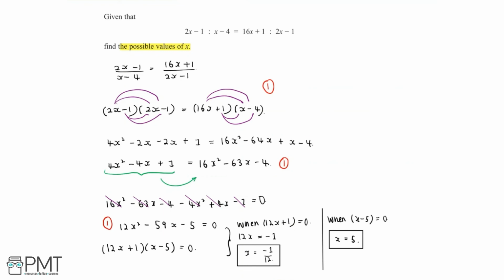The fourth mark is for a process to solve this, and so by factorizing, we've shown that we're trying to solve the quadratic equation. And so we get the fourth mark for writing this as 12x plus 1 multiplied by x minus 5. And finally, we get the fifth and final mark for getting the correct two values of x. We said that x is equal to minus 1 over 12 and that x is equal to 5. Now these two values are correct, allowing us to get the fifth and final mark needed to get full marks in this question.